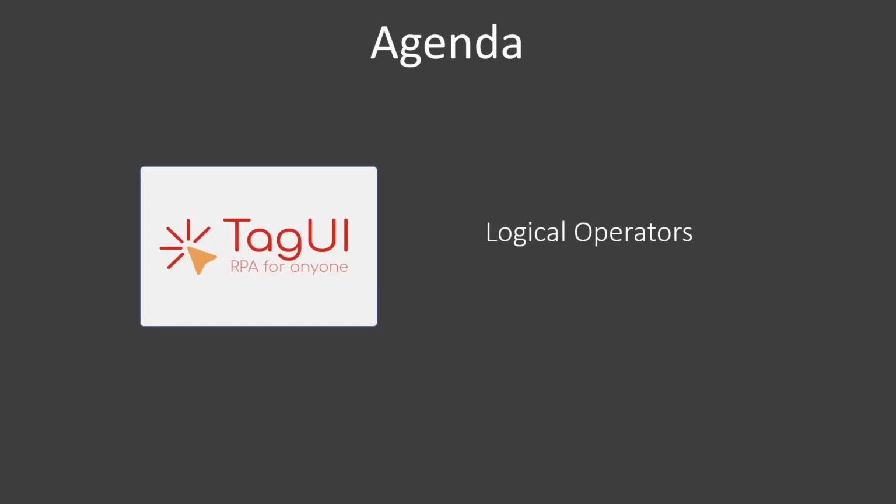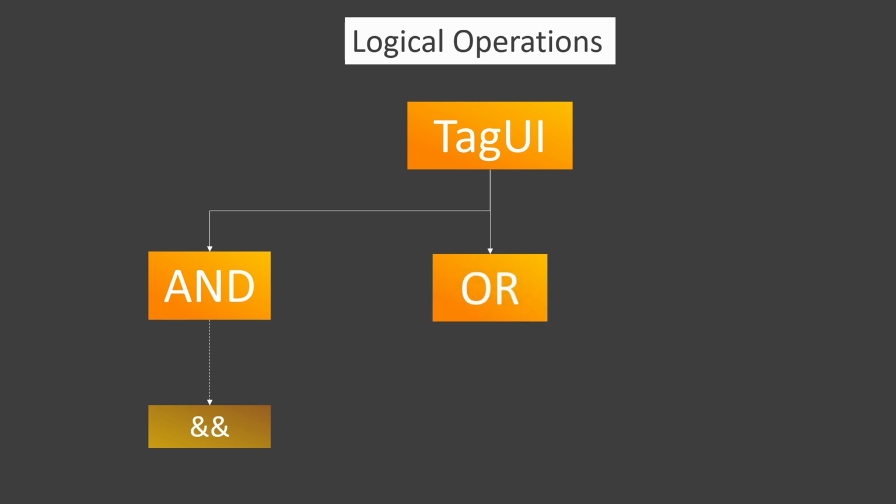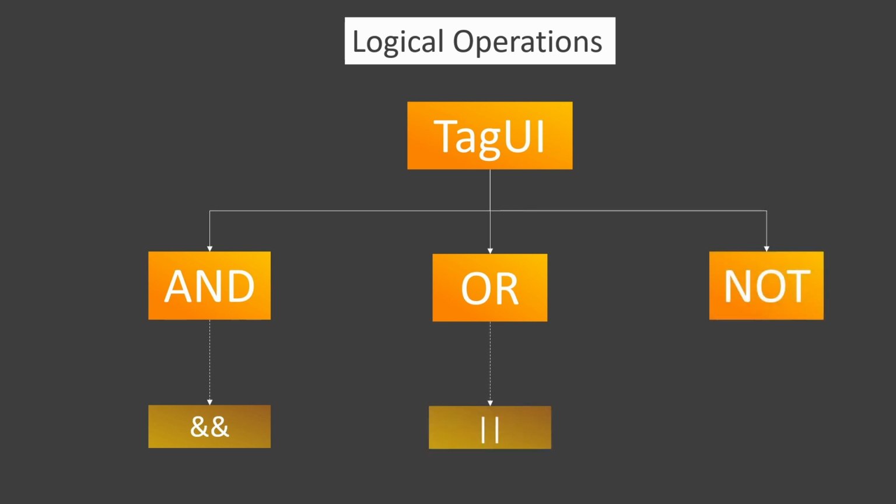In this session, we are going to see logical operators. Logical operators are very useful in the bot decision-making process. In TagUI, logical operators are of three kinds. It is AND, where both the conditions need to be satisfied to execute the next statement. In a similar way, OR, where any one condition needs to be satisfied to execute the next statement. And similarly, NOT, where the condition should not be satisfied to go through to the next statement.